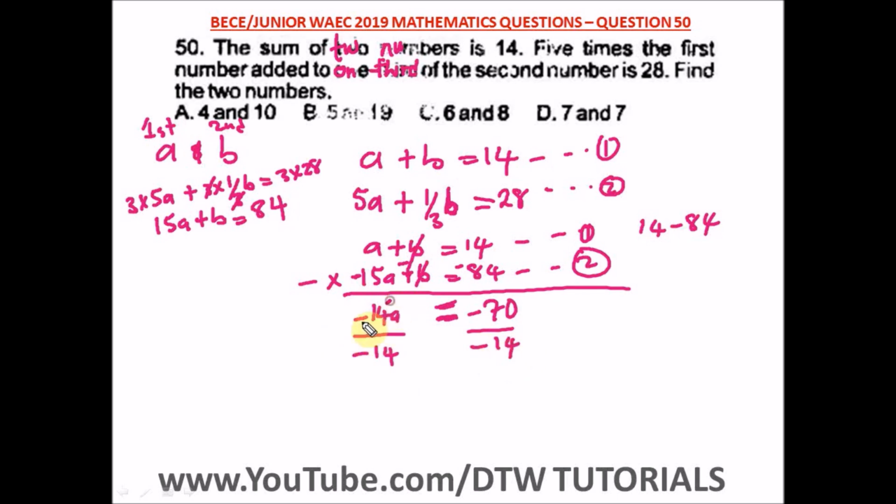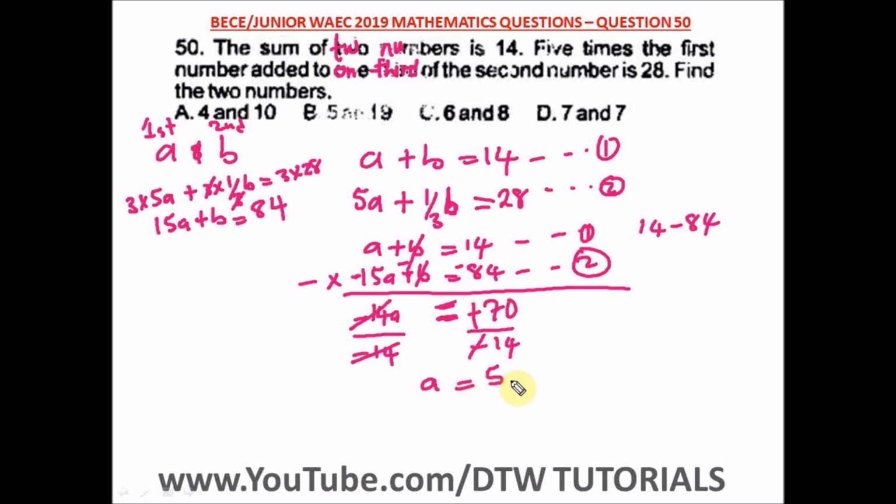So here minus 14 will cancel out this minus 14, and this minus sign will cancel out this minus sign. We're left with 14 divided by 70. What would that give us? If you punch in your calculator, 14 divided by 70 will give us 5. So A is equal to 5.